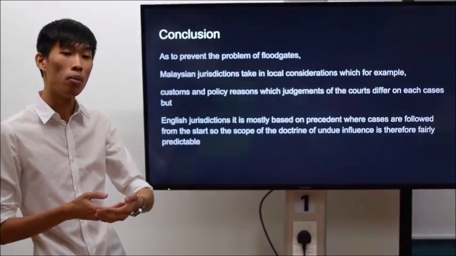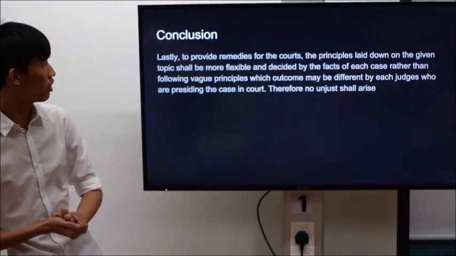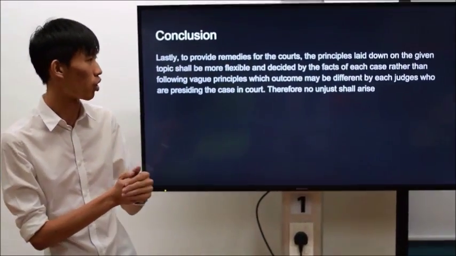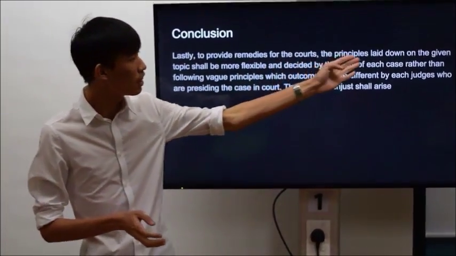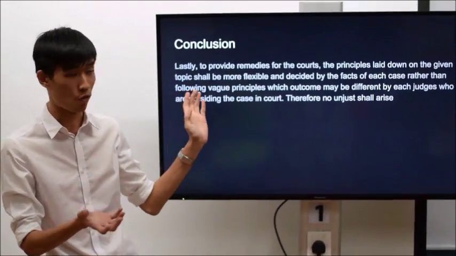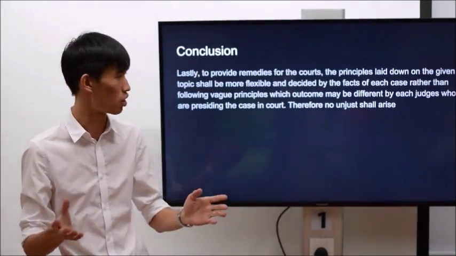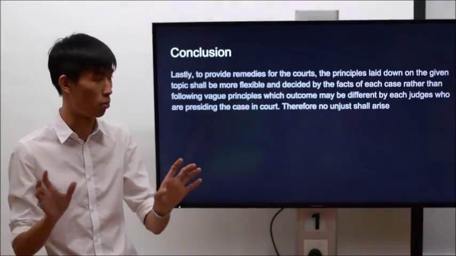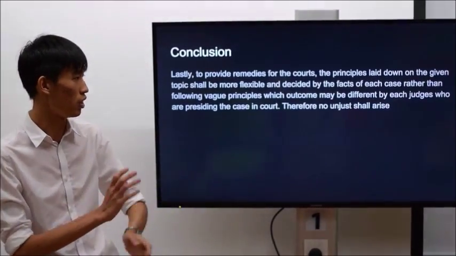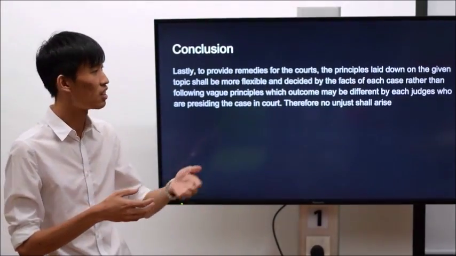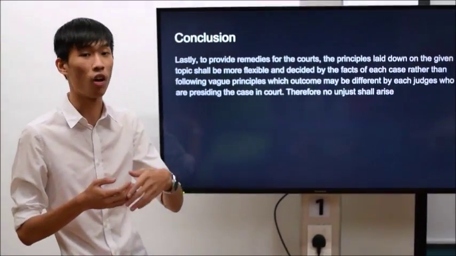So, lastly, our group states that for the remedy of the cause, the principles laid down on the given topic, which is undue influence, shall be more flexible and be decided by the facts of each case, rather than following vague principles whose outcome may differ by each judge deciding the case in court. Therefore, no injustice will arise if it is dependent on a case-by-case basis.